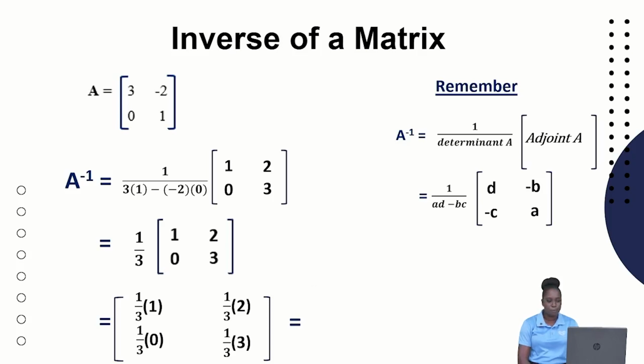So 1/3 times 1 is going to be 1/3. 1/3 of 2, or 1/3 times 2, is going to be 2/3. 1/3 times 0 is 0. And 1/3 times 3 is 1. And that's it. That's it for the inverse. That's all there is to it. We just have to remember the form, which is 1 over the determinant of the matrix times the adjoint of the matrix.